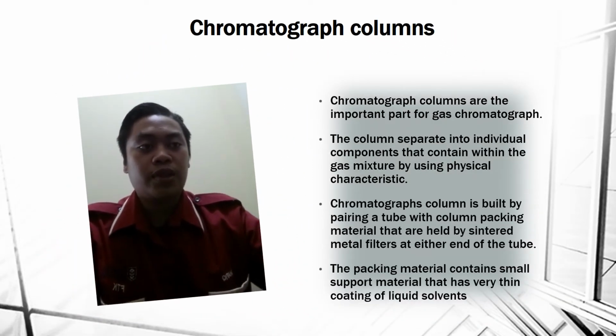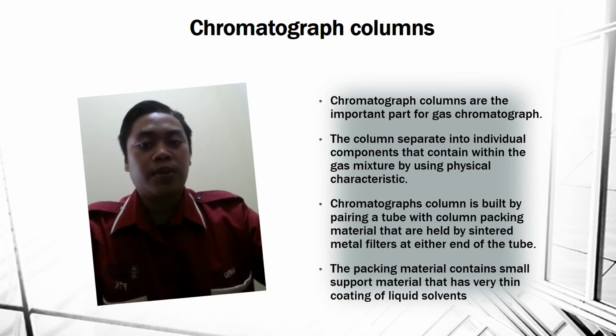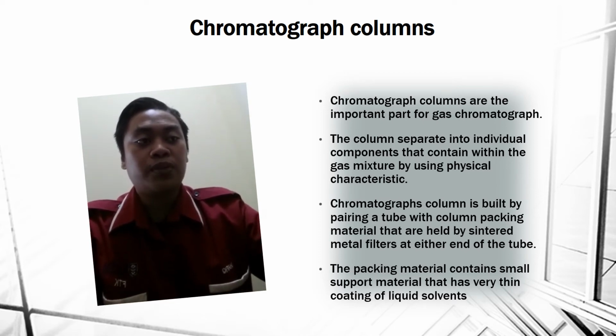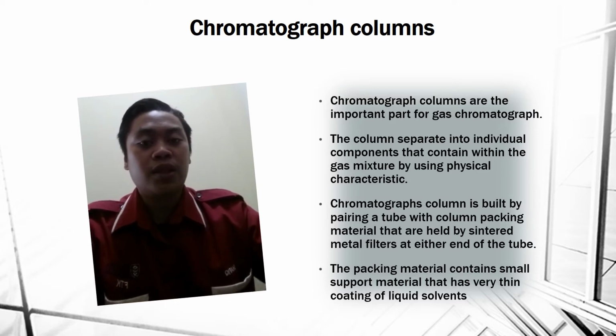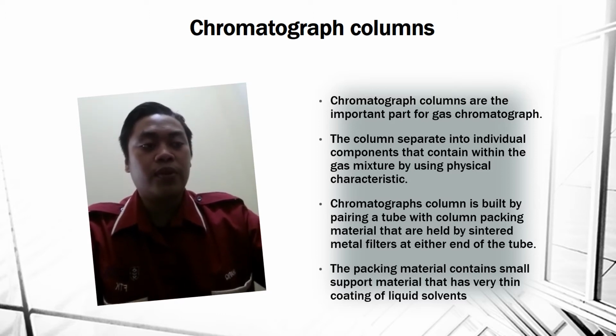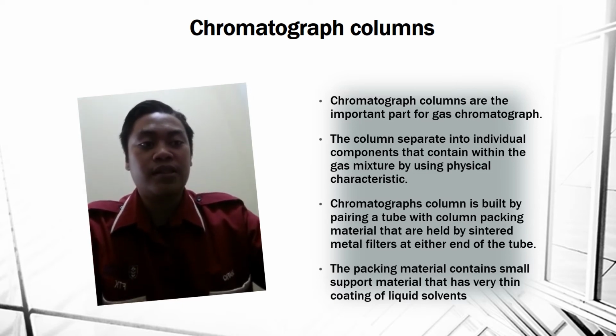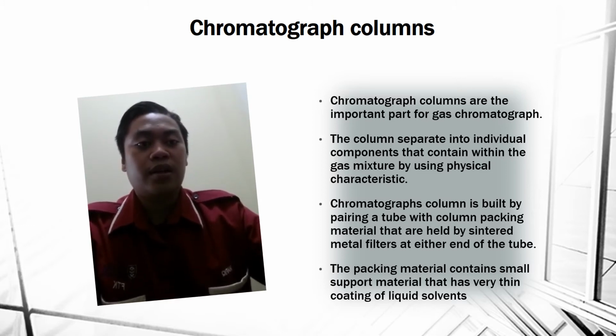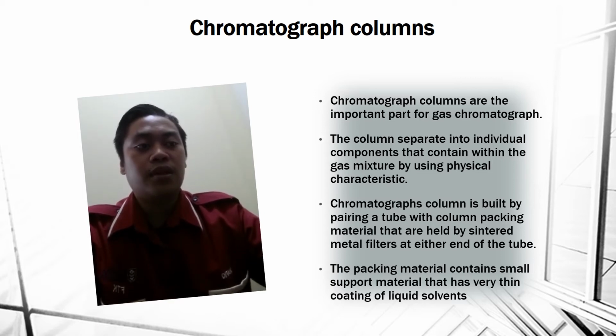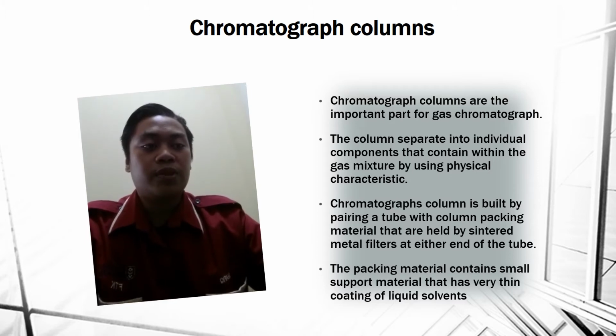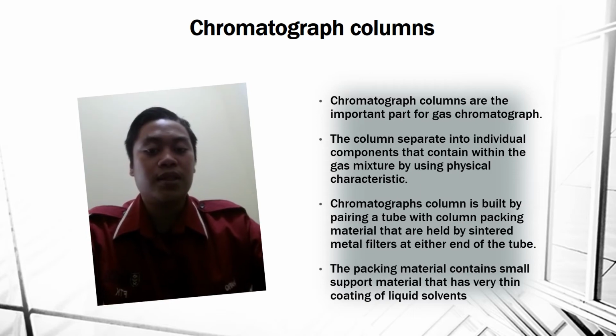Okay, the next component is chromatograph columns. Chromatograph columns are an important part of the gas chromatograph. The columns separate the individual components contained within the gas mixture by using physical characteristics. A chromatograph column is built from a tube with column packing material held by sintered metal filters at either end of the tube. The packing material contains small support material that has a very thin coating of liquid solvent.